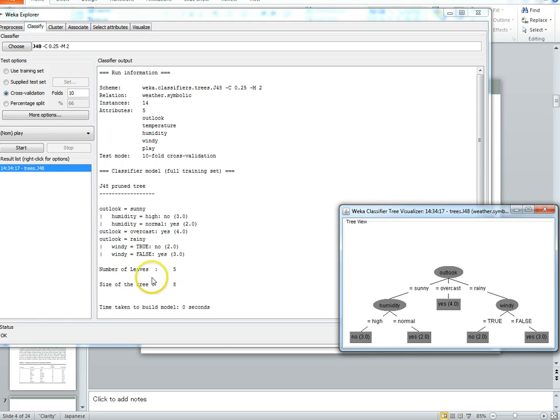Okay? So we get the number of leaves and the size of the tree. The number of leaves is 5. What does that mean, 5? What is a leaf in a tree? A leaf is at the end of the tree, right? Right, so what are the leaves here? What are the shapes of the leaves? They're squares, right? There are 5 squares. Those are the leaves, or rectangles, I should say. Okay, there are 5 leaves, and the size of the tree, what does that refer to? I'm not sure.